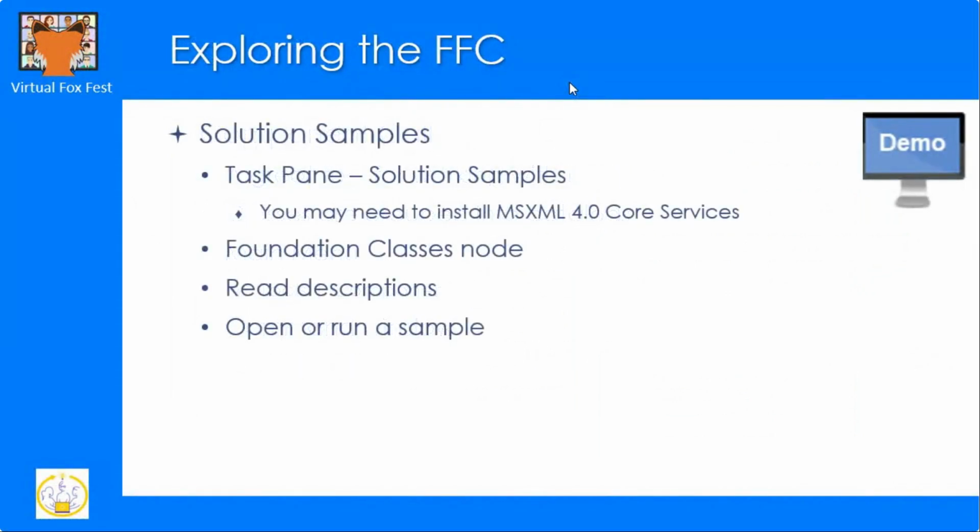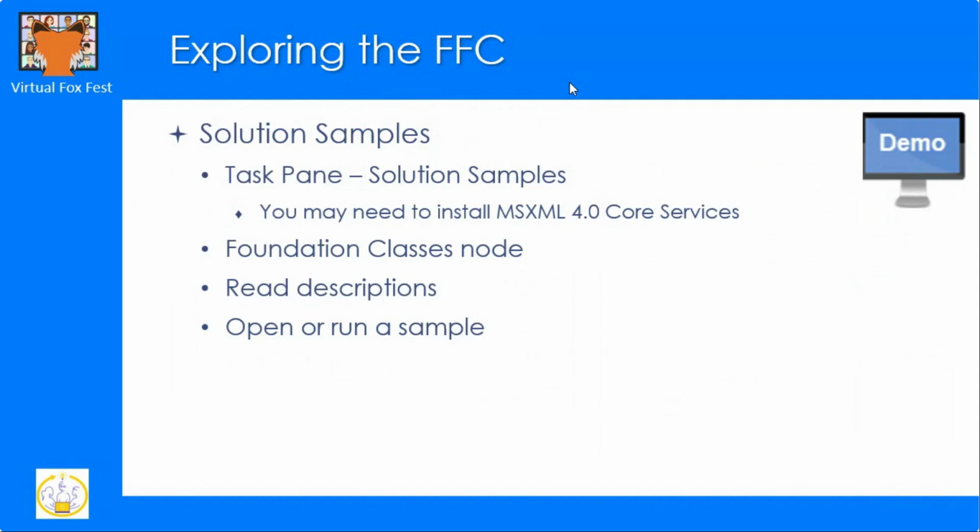The Task Pane Manager allows you to access the solution samples. One thing about the Task Pane Manager is that on a later machine like Windows 10 or Windows 11, you may find you get an error when you try and run it, that the MSXML 4.0 core services is required. In the white paper, there's a link to where you can download that. You may have to install it on your machine. Thanks to Rick Schummer for providing that link. That was from his session last year on installing Visual FoxPro on a modern developer's machine, and I included that link in my white paper with his permission.